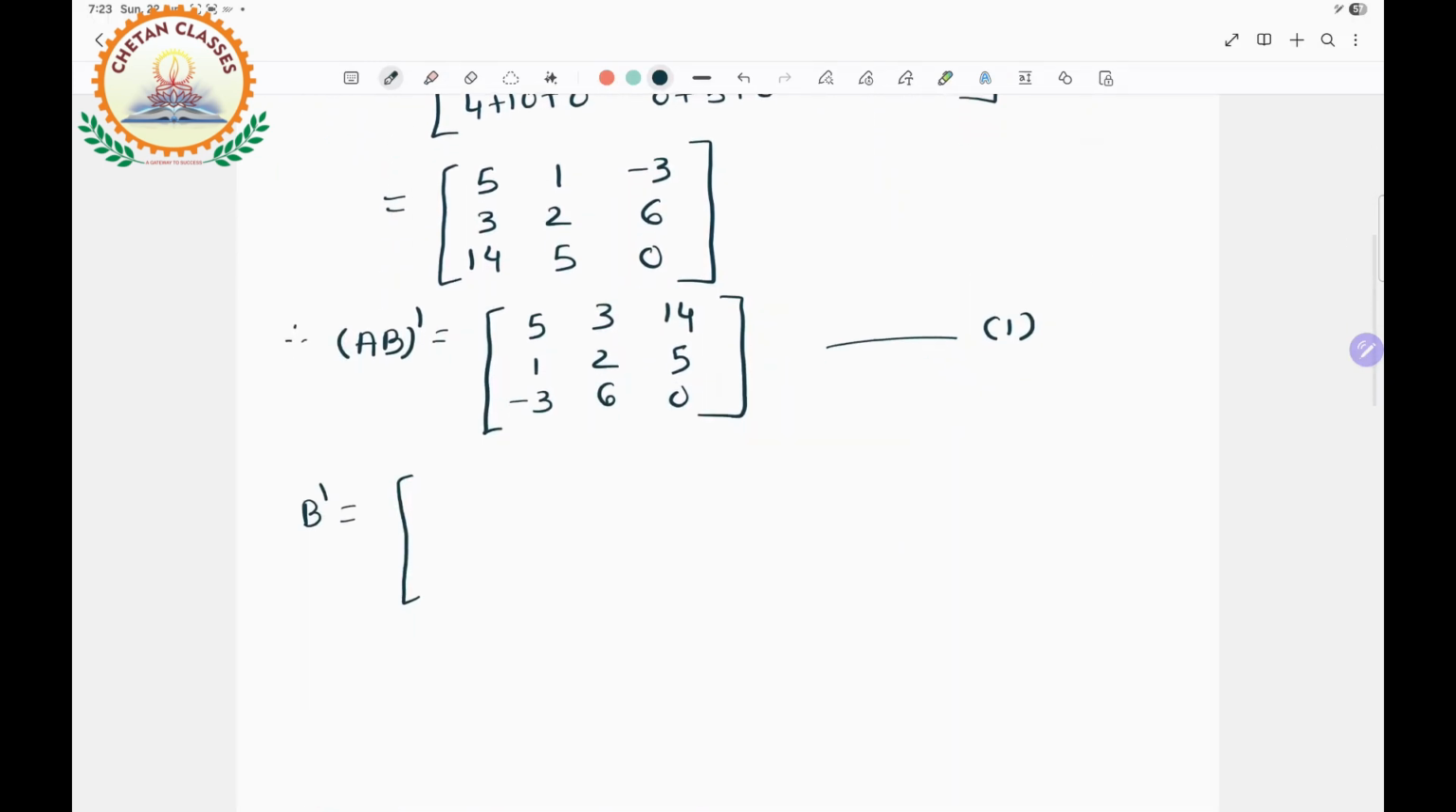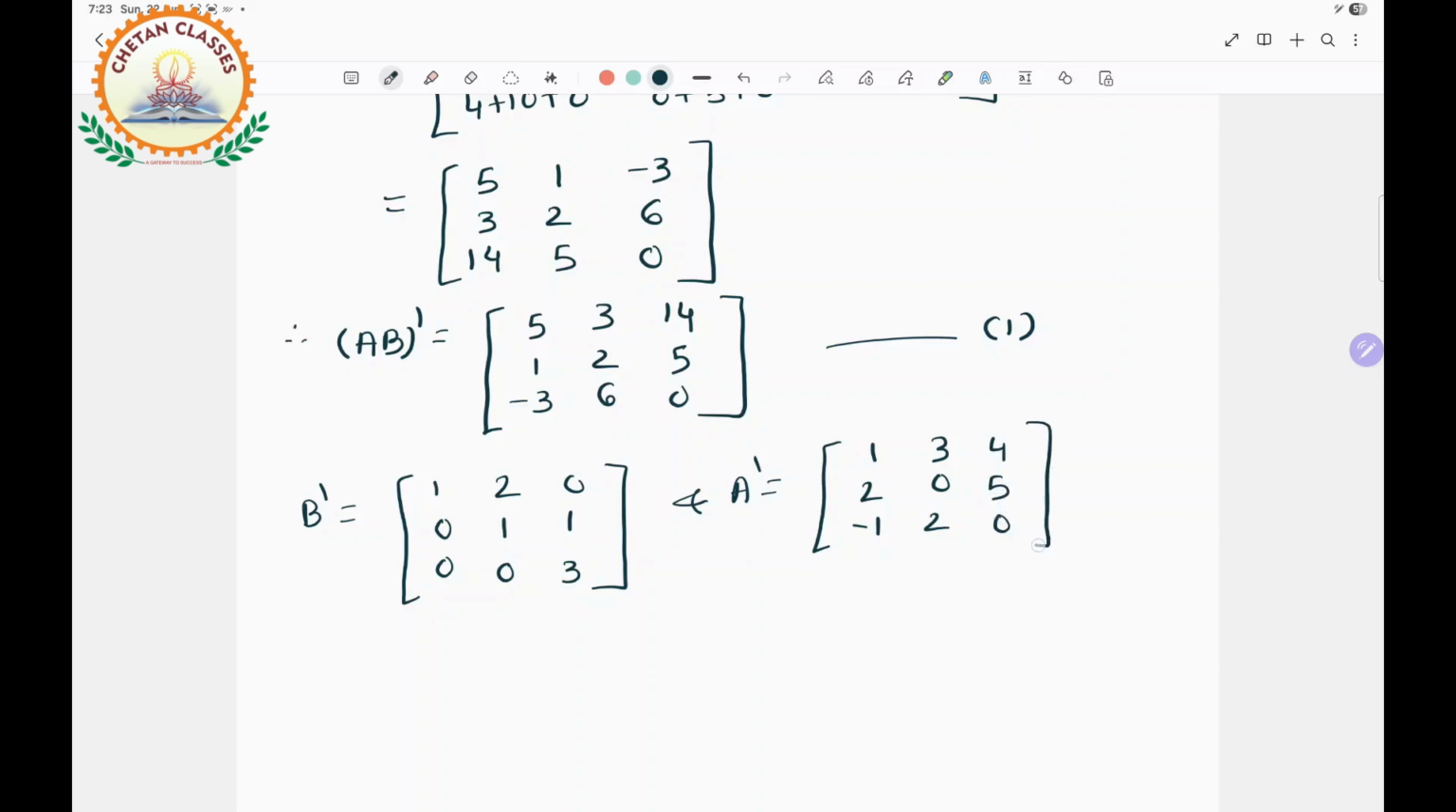So B transpose is 1 0 0. This is our first column. Then 2 1 0 and 0 1 3. Similarly, A transpose, first row becomes first column. So 1 2 minus 1, 3 0 2 and 4 5 0.